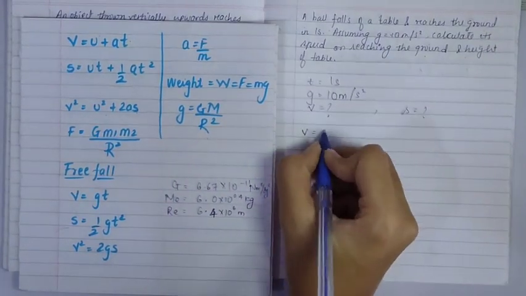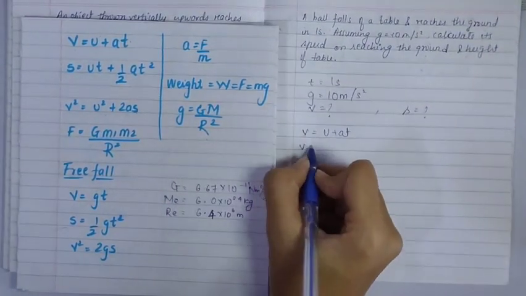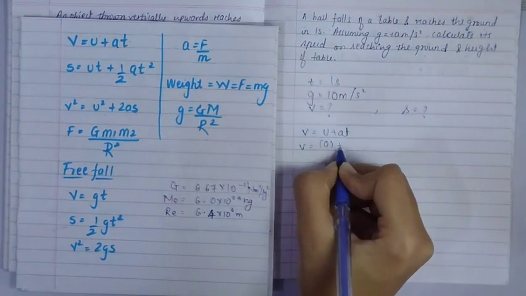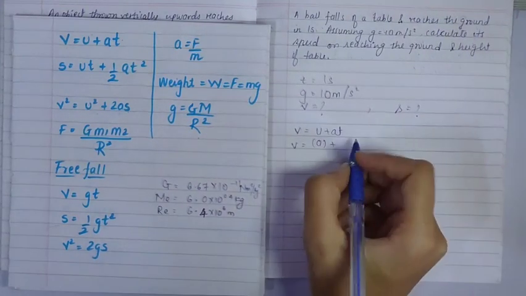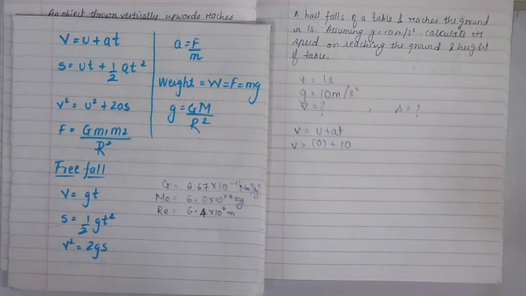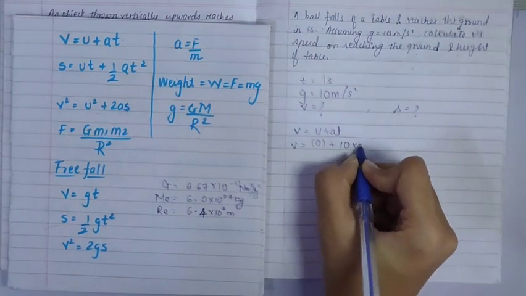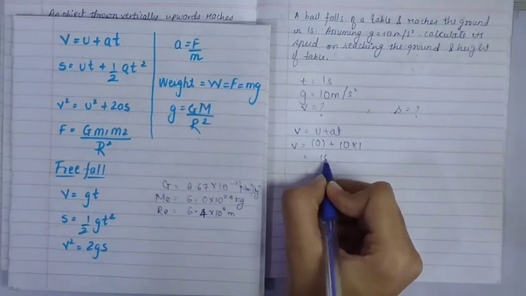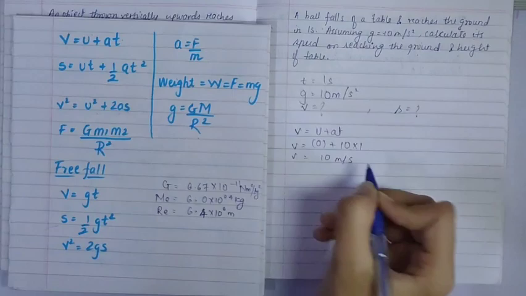This is v equal to u plus at. V is equal to, initial velocity will be 0. Why? Because you're dropping that ball from the table to the ground, so up to down. Therefore it is 0 plus a. A is here 10, since it is going up to down, so g is 10, into time, which is only 1 second. This is 0 plus 10 into 1. That is 10 meters per second.